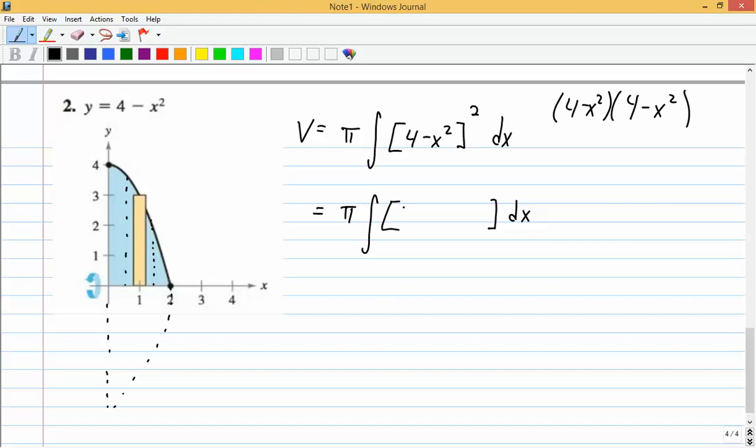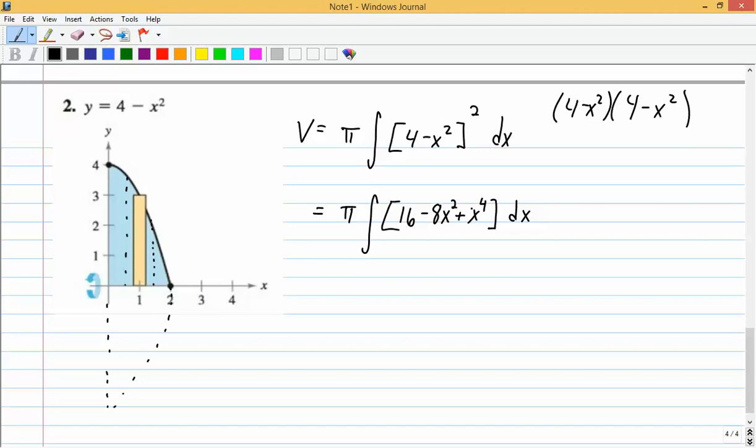And so you'll get 16 minus 4x squared minus 4x squared. So it'll be minus 8x squared. And then negative x squared times negative x squared is a positive x to the what? 4th.